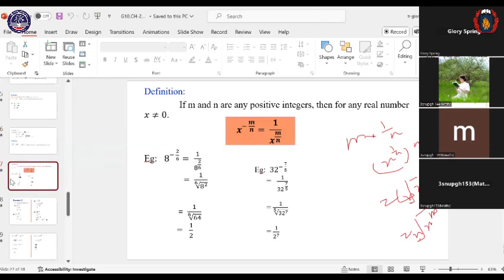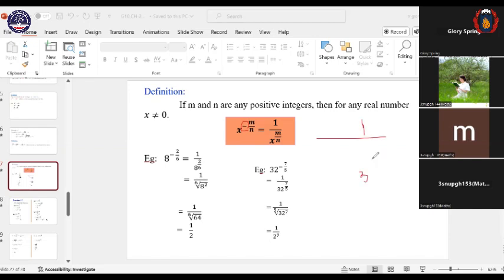And now, the general definition. If m and n are any positive integers, then for any real number x not equal to 0, x power minus m by n equals 1 by x power m by n.